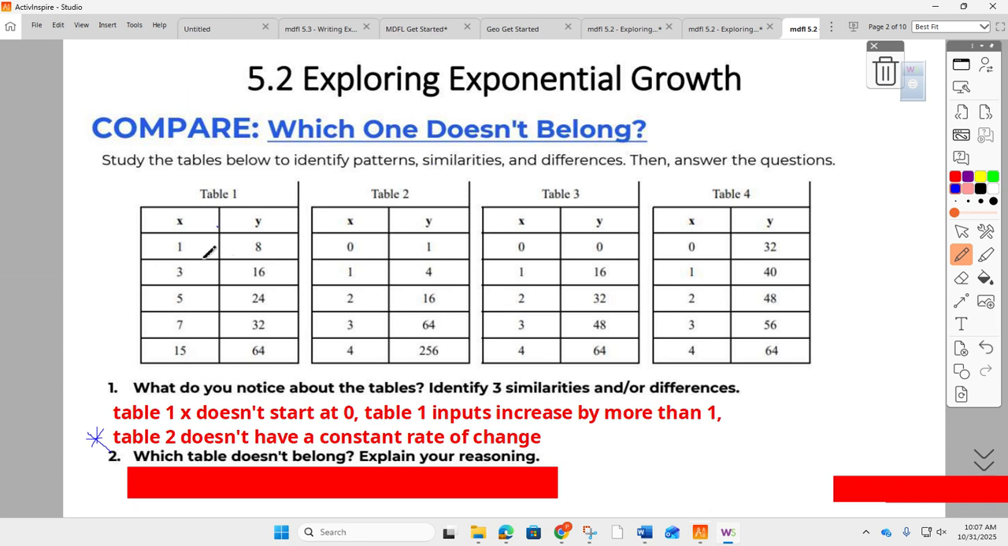So table 1, the x's increased by 2 every time, well, until we got to 15. But we can also check that rate of change. Remember, for a linear equation, it's y minus y divided by x minus x. And even though we went from 7 to 15 for our x's, if you find the rate of change or the slope of that table, then they would have a constant rate of change.